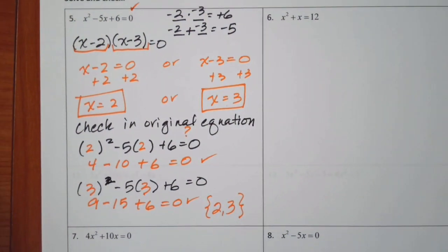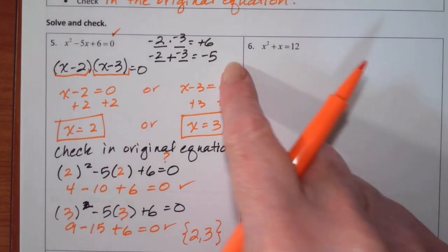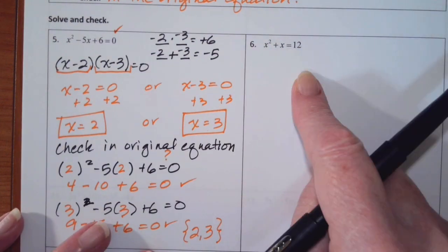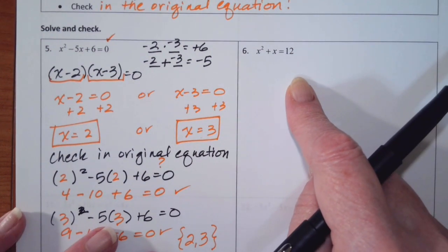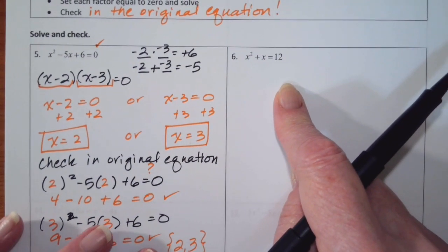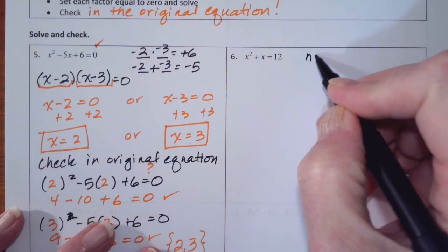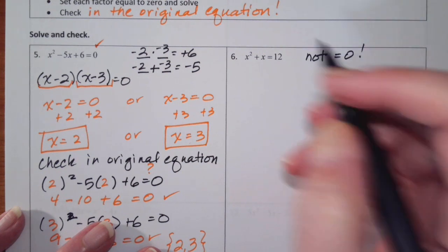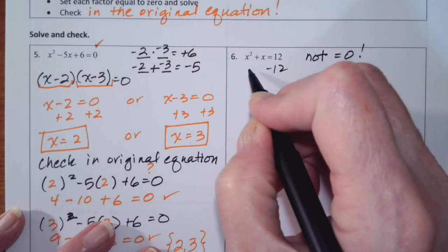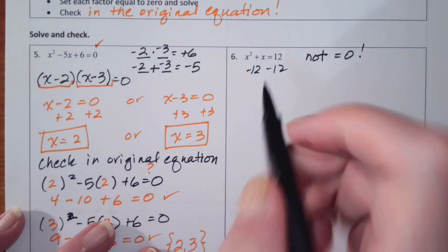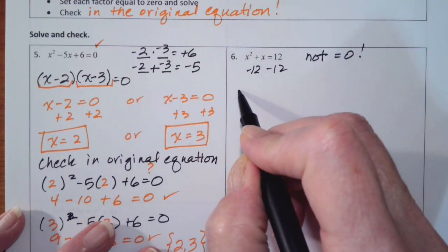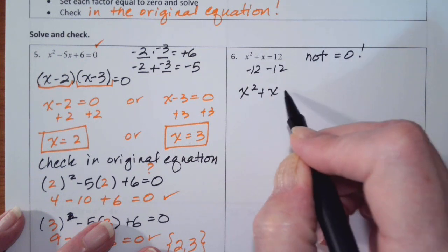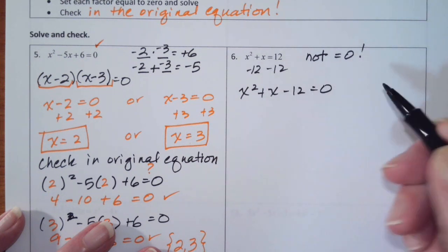Okay. All right, let's try x squared plus x equals 12. Okay, this does not equal 0. Not equal to 0, so I have to fix that. And I can do that very easily by just subtracting 12 from both sides. So keeping it in descending order, that's going to give me x squared plus x minus 12 is equal to 0.